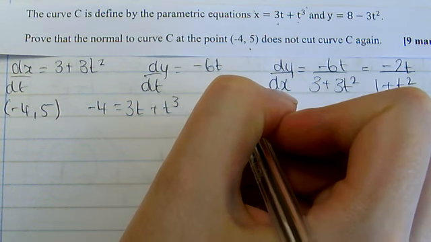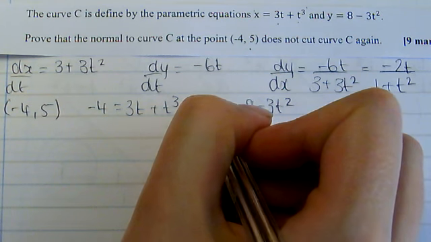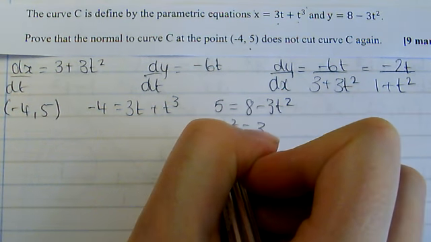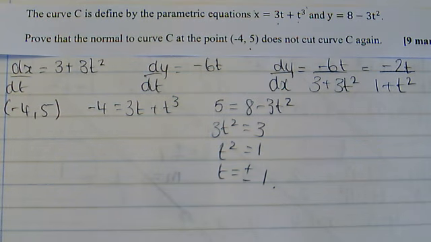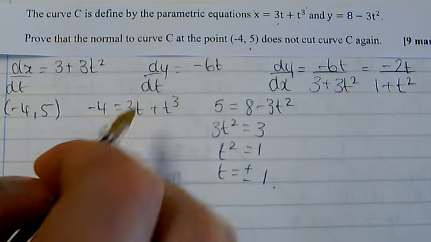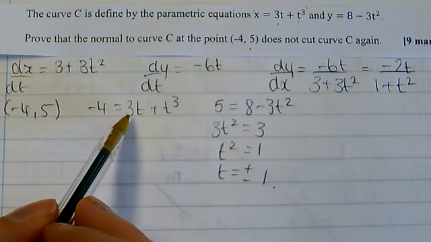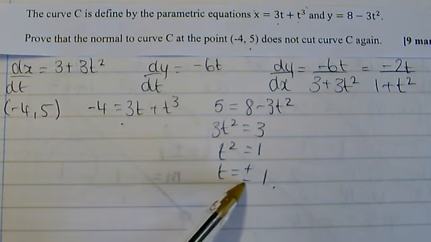So I'd also get the same with y. 5 equals 8 minus 3t squared. Rearranging then, 3t squared equals 3. So t is plus or minus 1. It's not going to be both because this is only one distinct coordinate, so let's substitute in here and find out. If it's plus 1, I get 3 plus 1, which is 4, and 4 doesn't equal minus 4, so it must be minus 1.